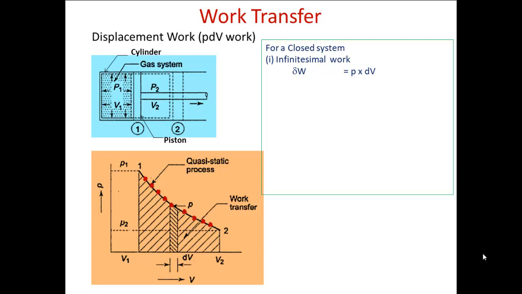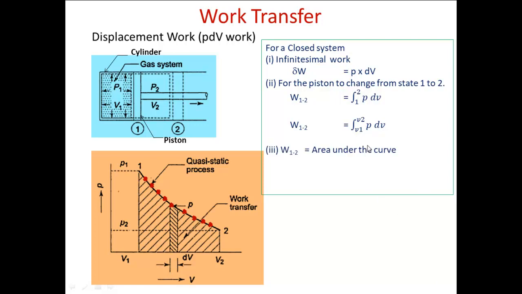And if you are going to determine the total work done during this expansion process for a closed system, and assume that it is going to be a quasi-static process, then the work transfer W1-2 during the process 1 to 2 is given as integral PdV between the states 1 to 2. At state 1, volume is V1, at state 2, volume is V2. So the limits are going to be V1 to V2.